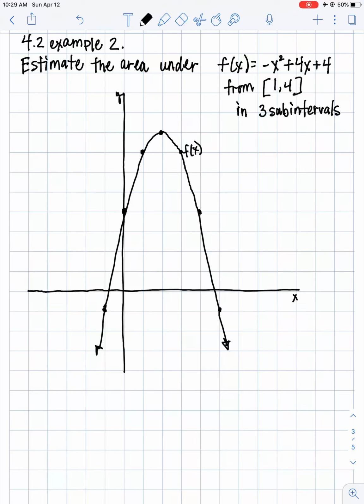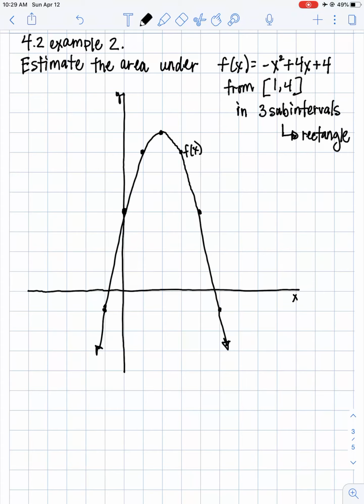All right, Math 2150. So here is the second type of example that you will see in section 4.2. This type of question asks us to estimate the area under a specific curve, okay? And this specific curve is negative x squared plus 4x plus 4. So it's a quadratic that's open downward. And we're going to estimate that interval from only 1 to 4. And we're going to break that interval into 3 subintervals, okay?